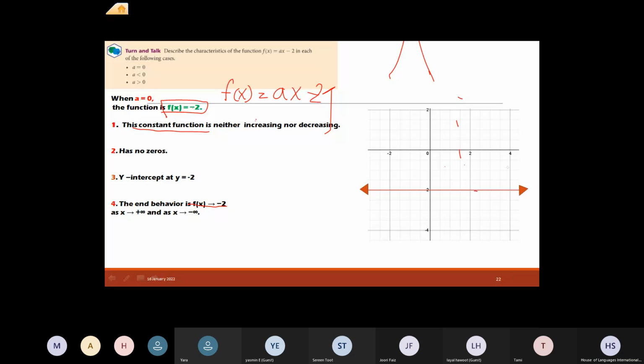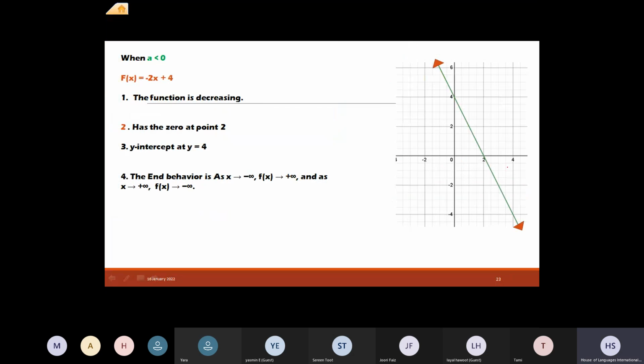Okay, now let's go to the second case. Here, it's easier than the other. When a is less than 0. What do I mean by a less than 0? That means the slope is negative, negative 2 as an example. When you have this case, f of x equals negative 2x plus 4. Is the function increasing or decreasing? Decreasing, because the slope is negative.